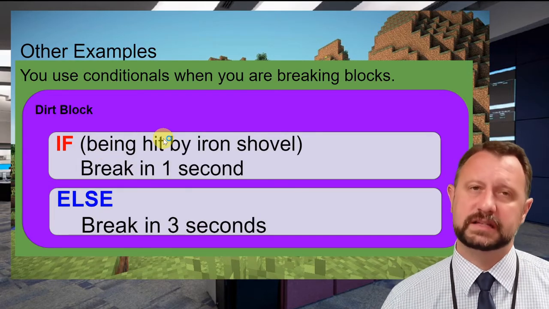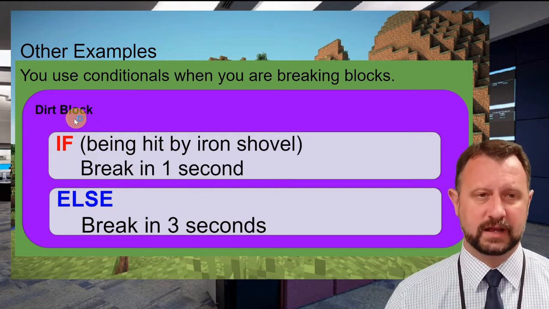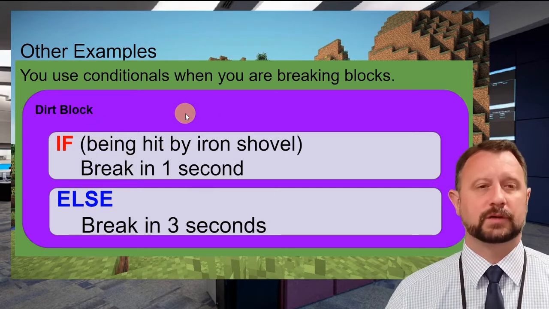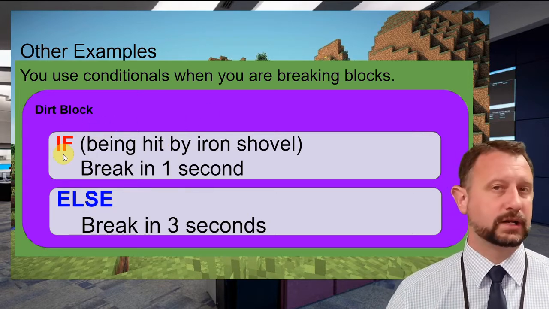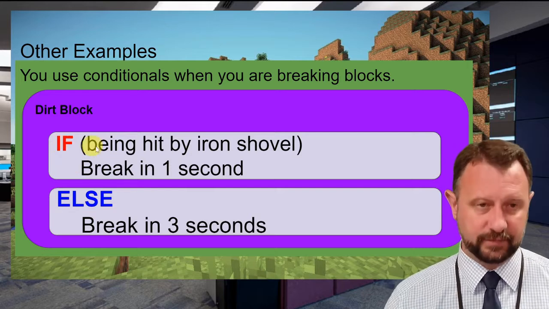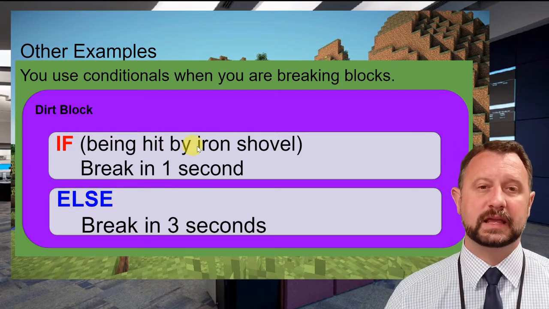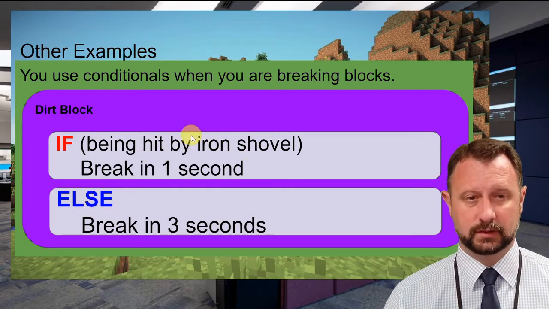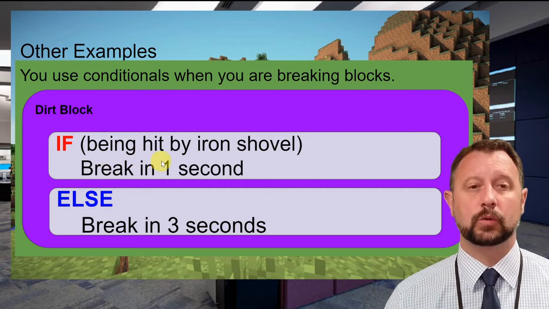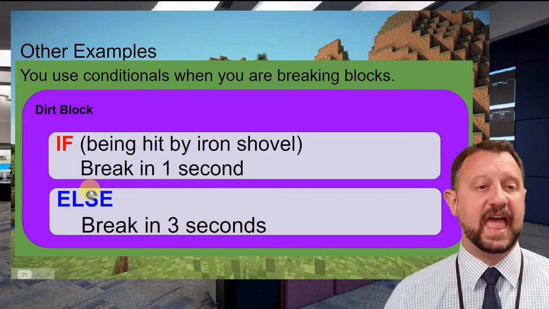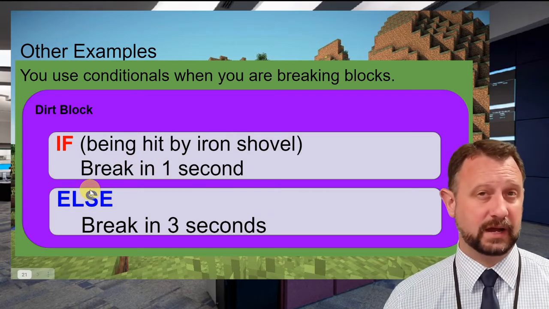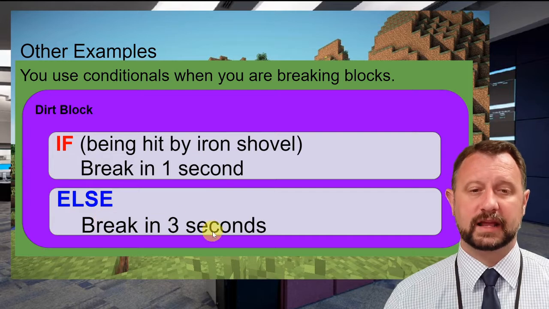Here's another idea of a conditional in the game of Minecraft. Let's say you are going to break a dirt block, okay? You need to break a dirt block to build your shelter. If that dirt block is being hit by an iron shovel, then the dirt block will break in 1 second. Else, that means it's not being hit by an iron shovel, it'll break in like 3 seconds.